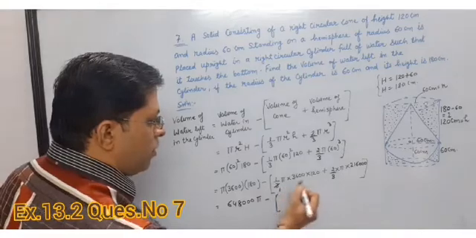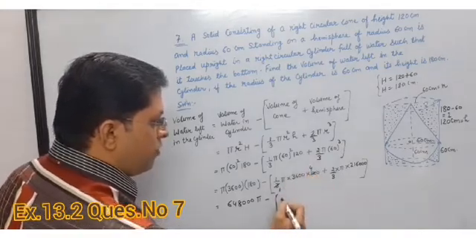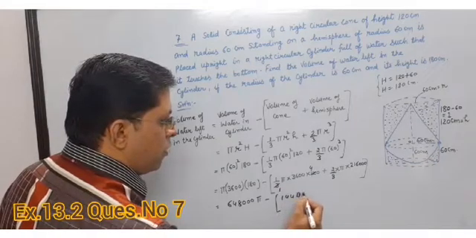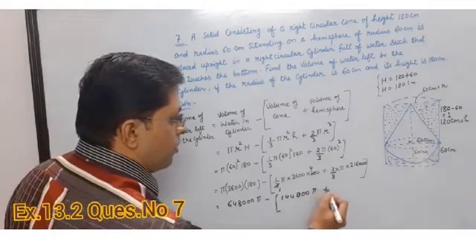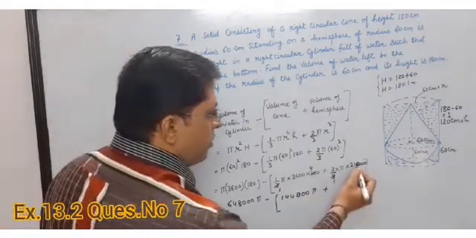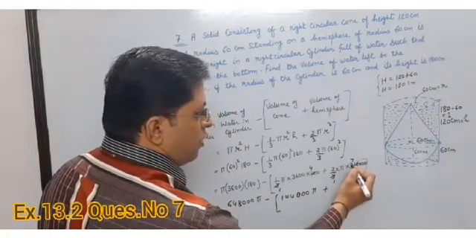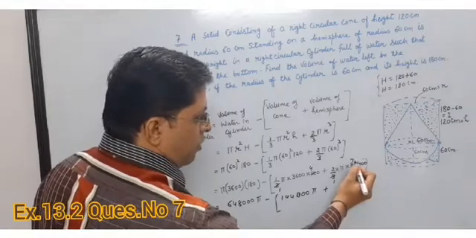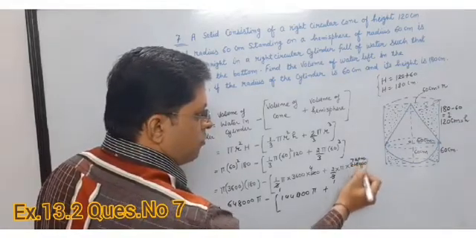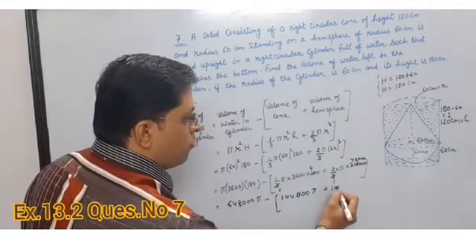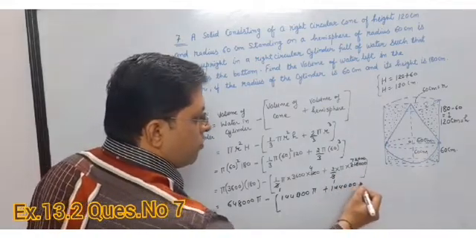You can cut. 3 4s are 12. 36 4s are 144,000. 1 2 3, then pi. 3 1s are 3, 3 7s are 21. 3 7s are 21. Okay, and 3 2s are 6. And 72,000 into 2, 144,000 pi.